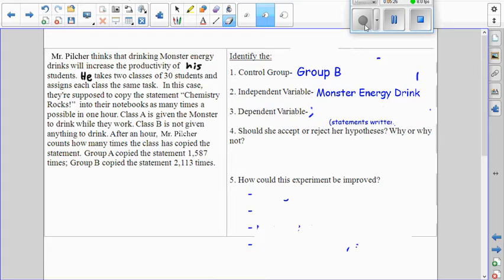The dependent variable. Who's got me? Talk to me. Dependent variable. Mr. Workman, what do we have? Group A. Why do you say that?